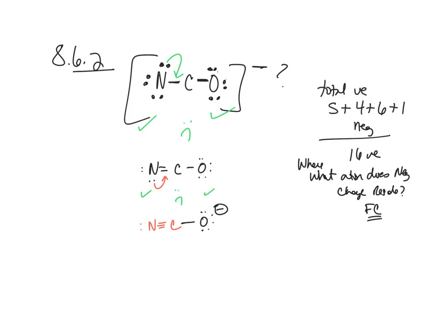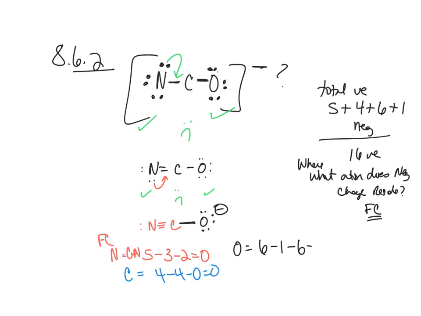And we can just do our check. So nitrogen: group number is 5, minus 3 dashes and 2 dots. 5 minus 3 is 2, minus 2 is 0. You can do carbon: formal charge, group number 4 minus 4 is 0. And then oxygen here is group number 6, minus 1 dash, minus 6 dots, negative 1. So there it is.